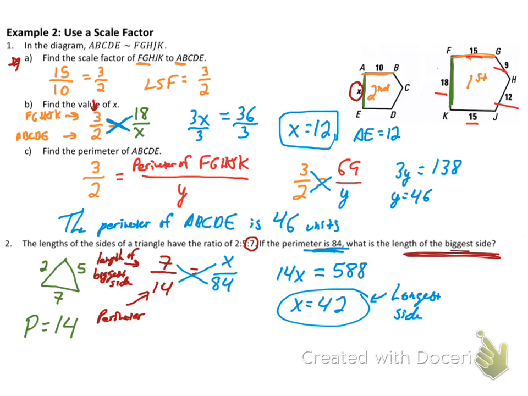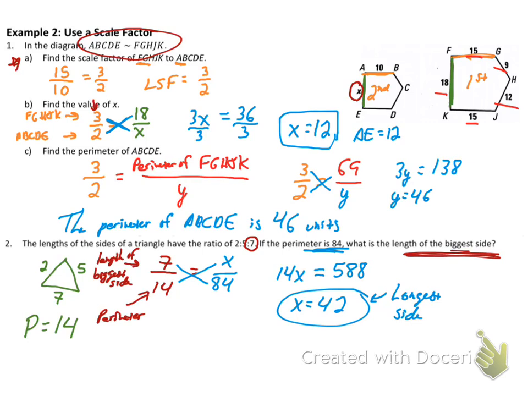Its corresponding part over in the bigger figure, if I look at my similarity statement, x, which is AE, matches up with FK, which is 18. So that's why 18 is on the top there. And then to solve a proportion, we cross multiply. So I take 3 times x, I drop my equal sign, and I take 2 times 18. So that's how we got x to be 12. All right, very similarly, that's how we solve for the perimeter.